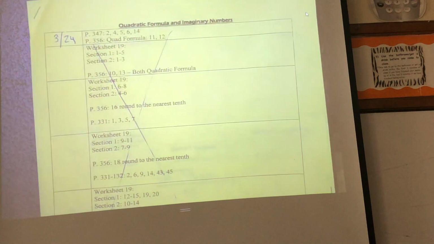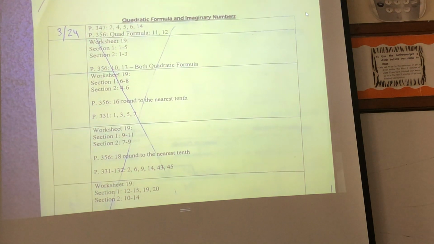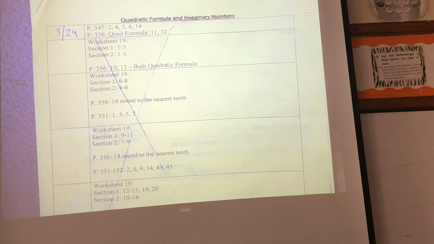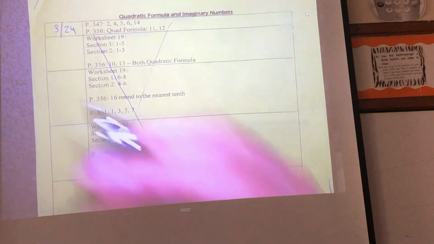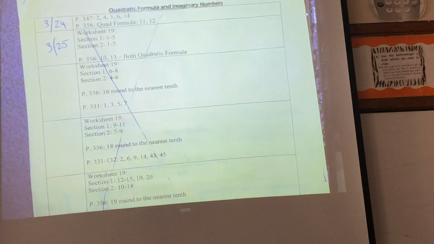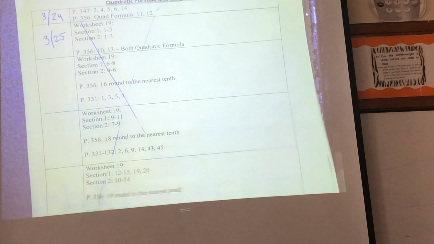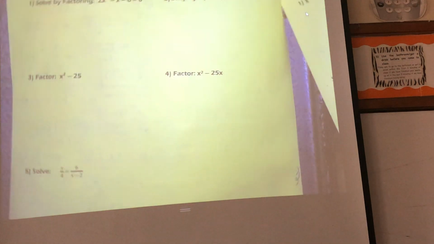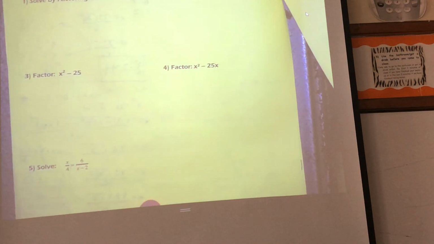Day 2 for the quadratic formula and imaginary numbers unit for Mr. Kenzie's integrated algebra class. The test should be performed on the 25th, which is next week, Wednesday. You're going to do these warm-up questions on your own.